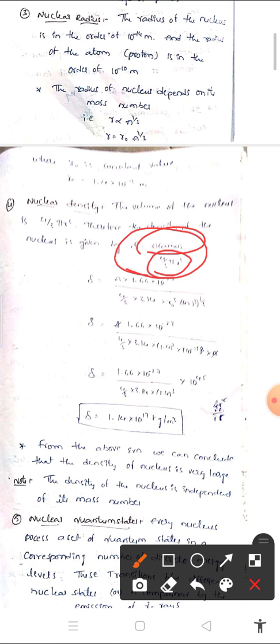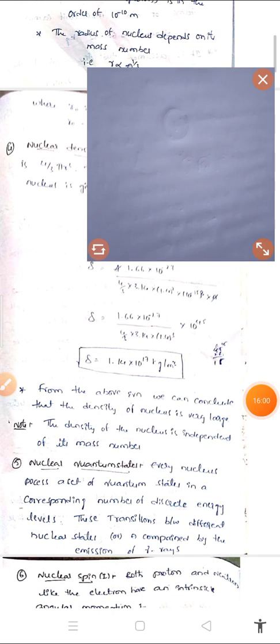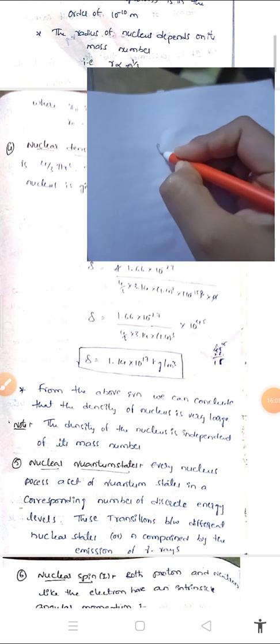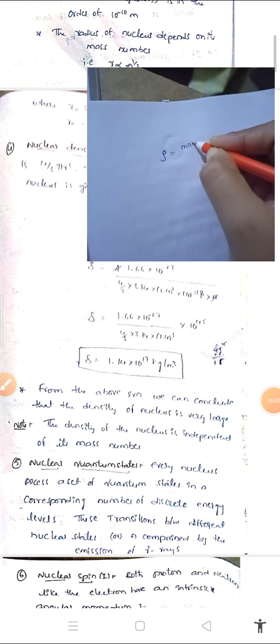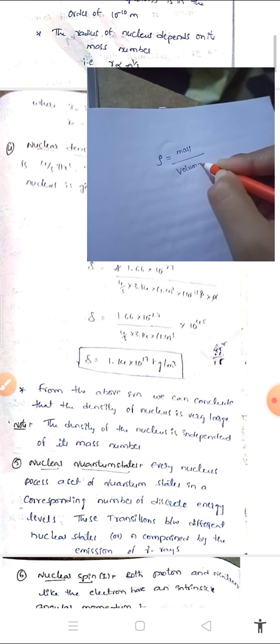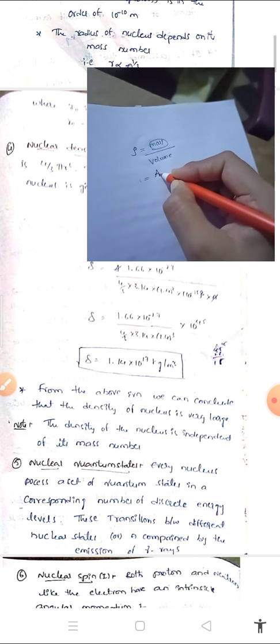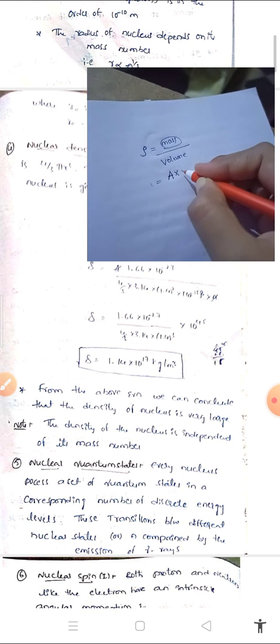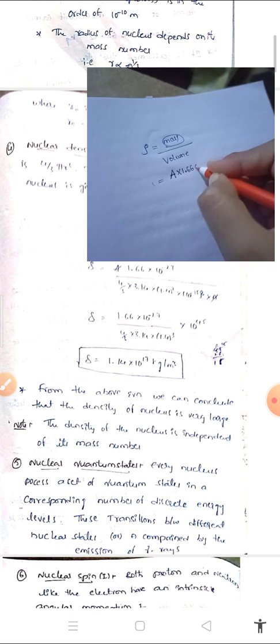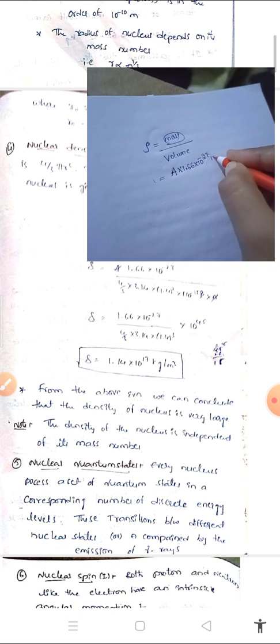Mass of the nucleus is what? A. Mass of the nucleus is A multiplied by the mass of the proton, that is A into 1.66 into 10 to the power of minus 27. So density is denoted by rho. Rho is equal to mass by volume. I am deriving the equation. The mass of the nucleus is A, denoted by 1 atomic mass unit. 1 atomic mass unit value is 1.66 into 10 to the power of minus 27 kg, right?